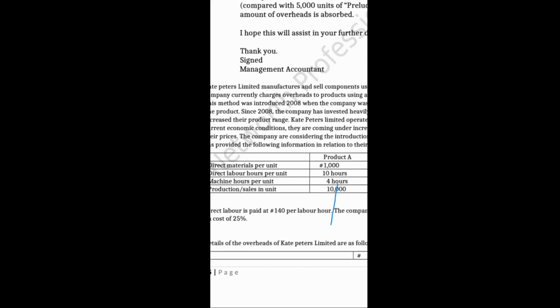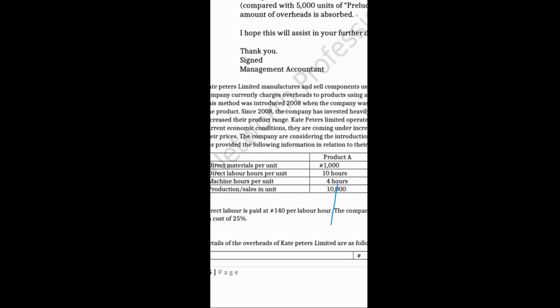2,700. Now your profit is 25% of 2,700. Please calculate. 675 naira. Yes, sir. That profit will now be added to the cost to get selling price. 2,700 plus 675 equals selling price. What do you have? 3,375 naira. Thank you. You have gotten the profit per unit for product A.